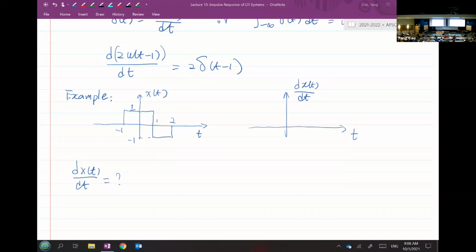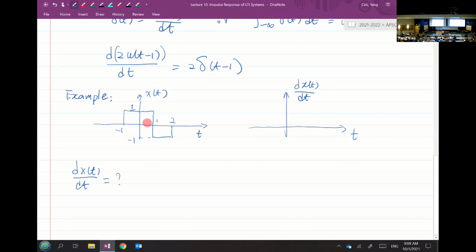In one of the applications, which is also part of the quiz, we'll try to test you in quiz 1. You have an input, x of t, and then you're given an output, and you're being told that this is an LTI system. Then you have a new input, and you're being asked to find the output. So typically what you need to do is find the relationship between the new input and the old input.